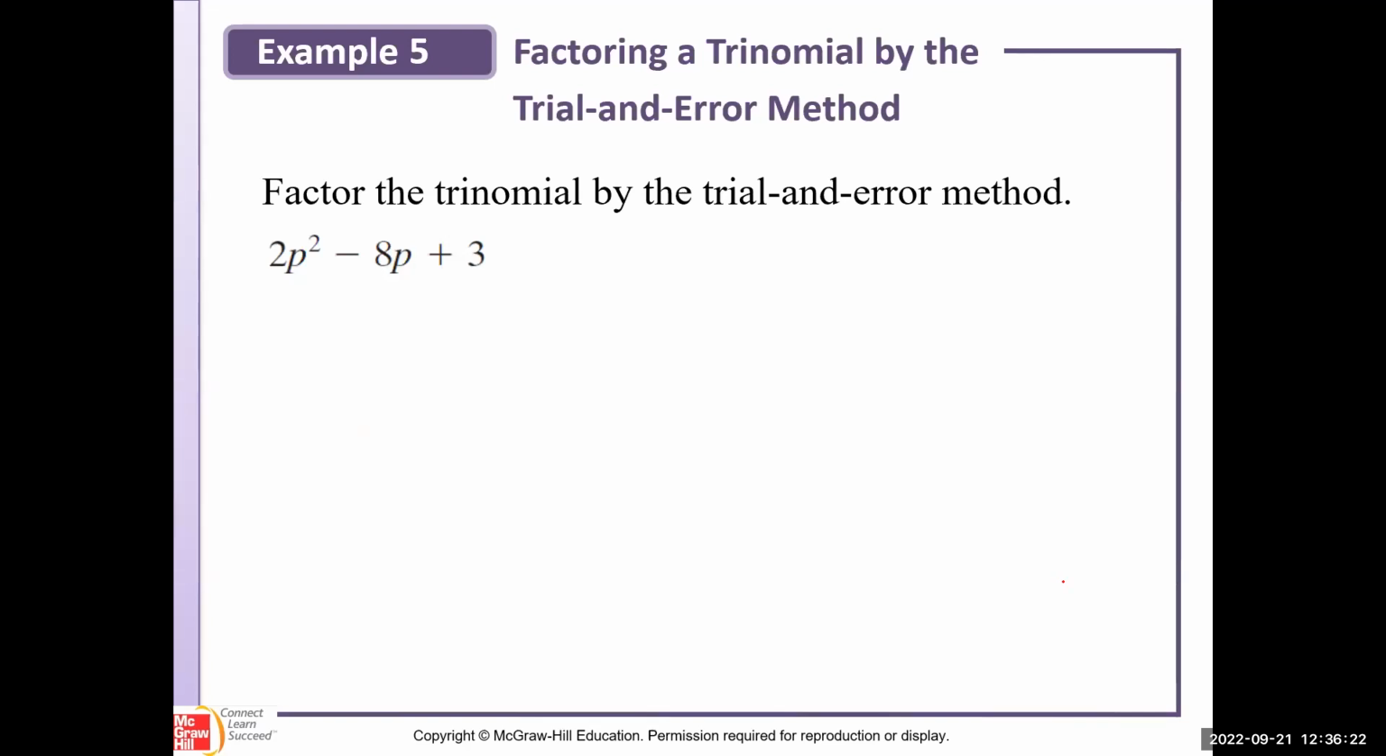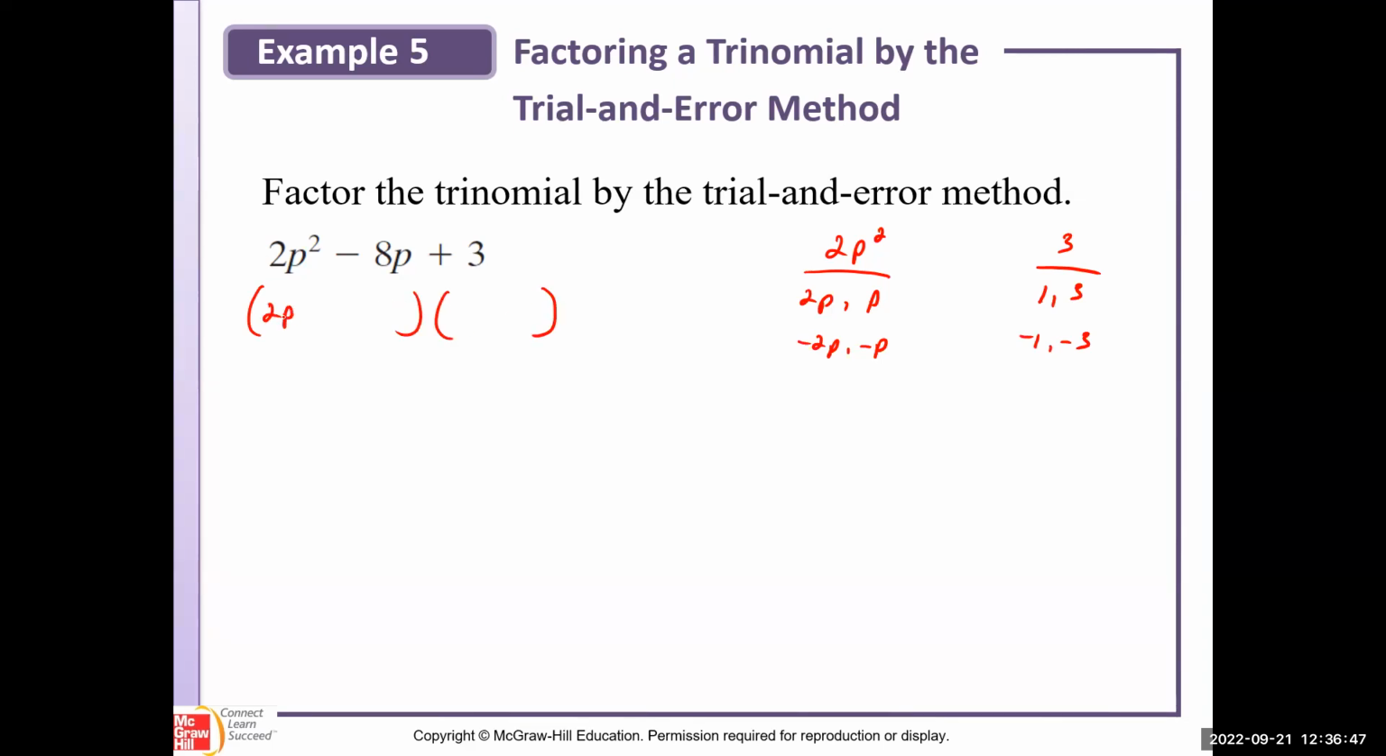Right, so here's another one. 2p squared minus 8p plus 3. So I have 2p squared and I have 3. So 3 is just going to be 1 and 3 or -1 and -3. 2 is going to be 2p and p or -2p and -p. And so I'm going to try these different combinations.